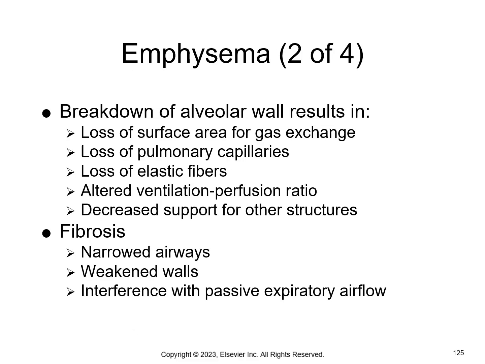With emphysema, we'll see a breakdown of the alveolar wall, which results in loss of the surface area for gas exchange, loss of those pulmonary capillaries, loss of the elastic fibers, and an alteration in the ventilation perfusion ratio. We'll also see a decrease in support for other structures. Fibrosis can develop, narrowing the airways, weakening the walls, and interfering with passive expiratory flow.